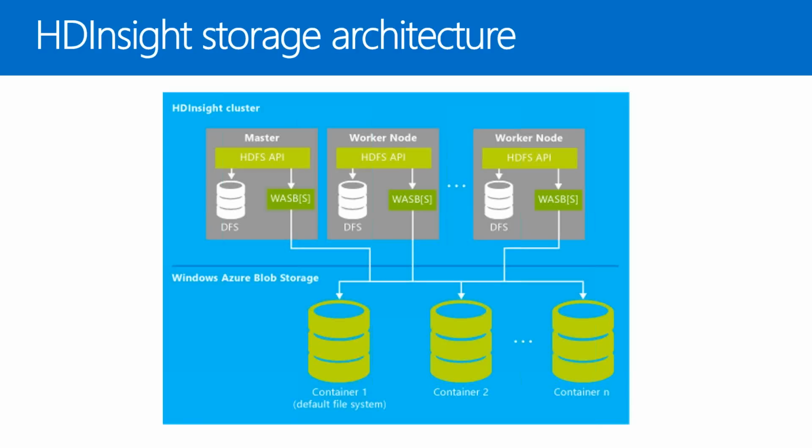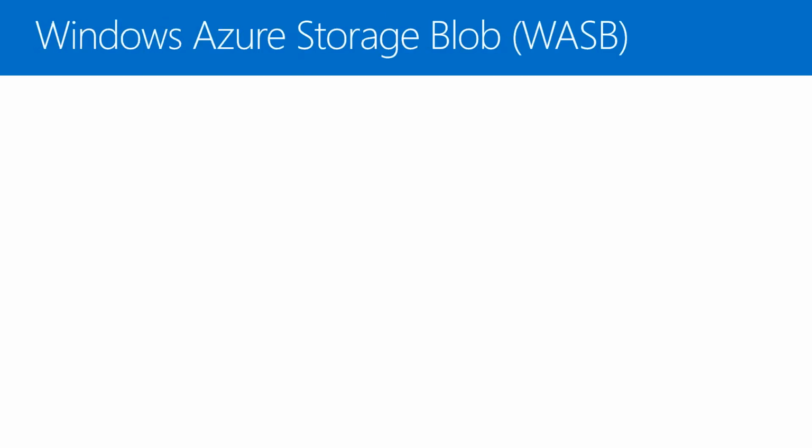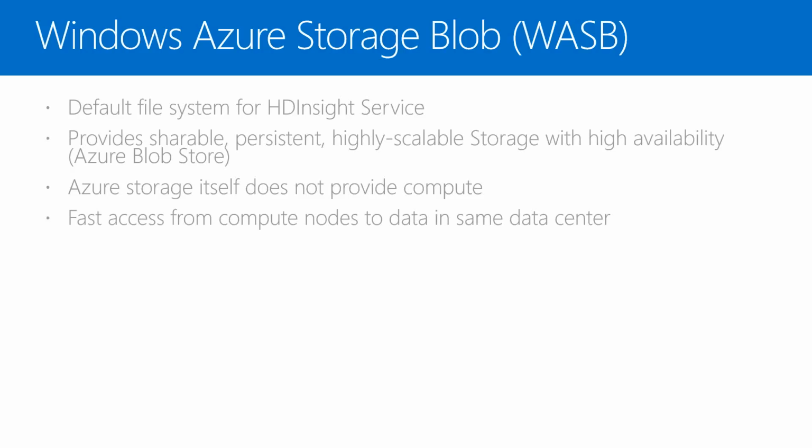It enables all the clusters to use it. You can have multiple clusters pointing to the same storage and container. During the course of this, I will explain how the storage and the container can be segregated. You can have only one storage blob and segregate data within containers. And as I mentioned, Windows Azure Storage Blob is the default file system.